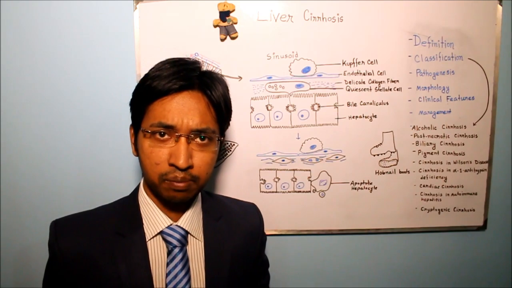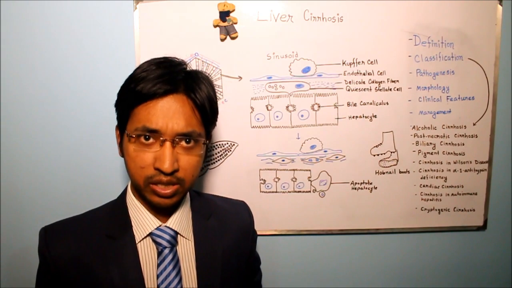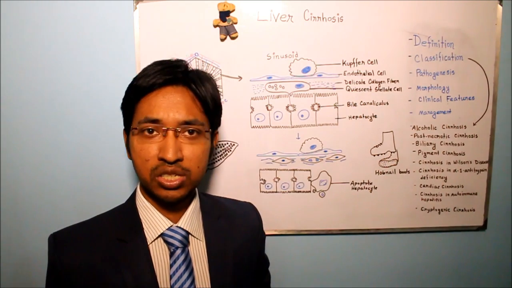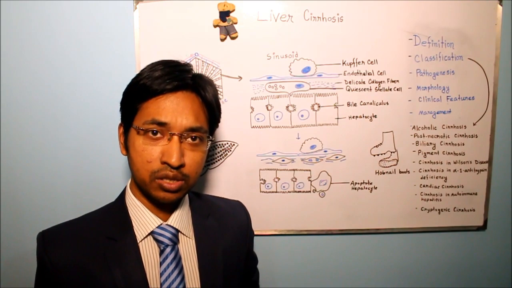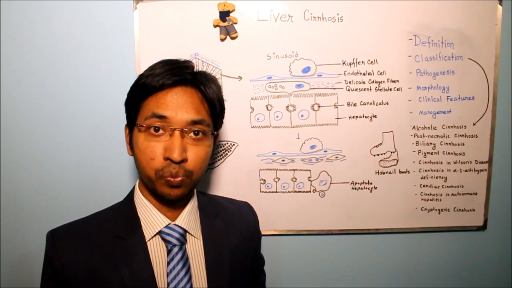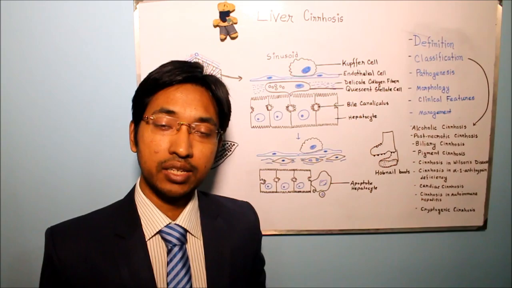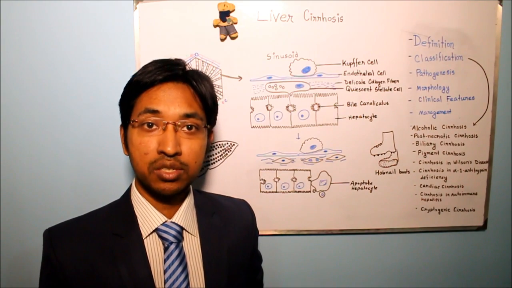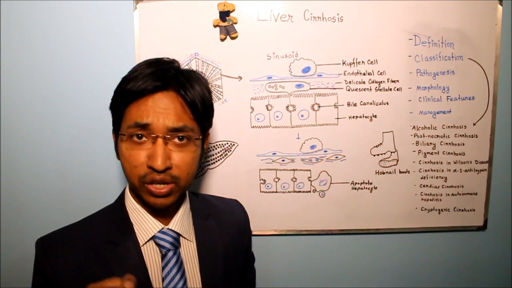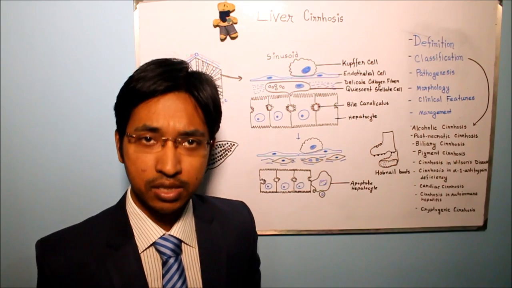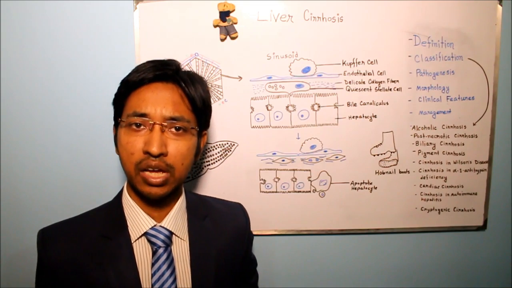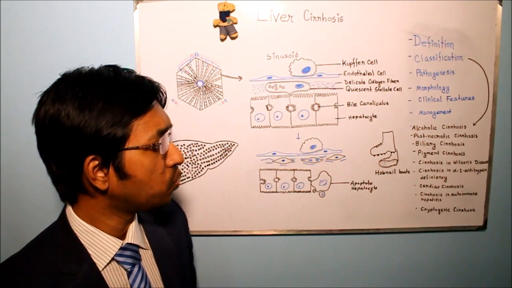Again, we can classify them according to their activity. It can be active or it can be inactive. Liver cirrhosis is considered active when there is continuing hepatocyte necrosis and when there is also presence of inflammation. In the same way, liver cirrhosis is considered inactive when there is no continuing hepatocyte necrosis and when there is no evidence of inflammation. Again, we can classify liver cirrhosis according to etiology, and I have also written those types in the whiteboard.